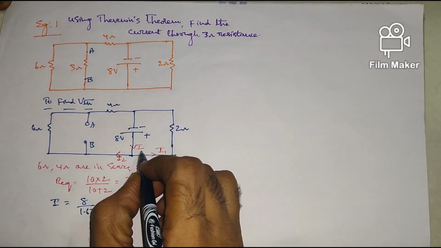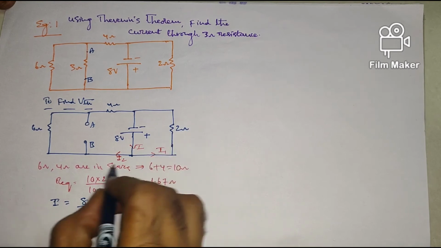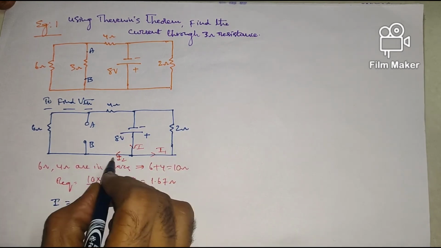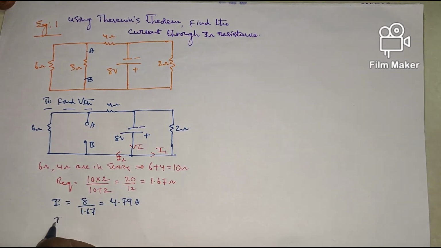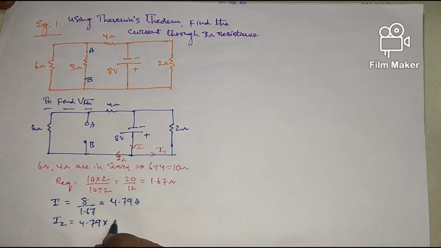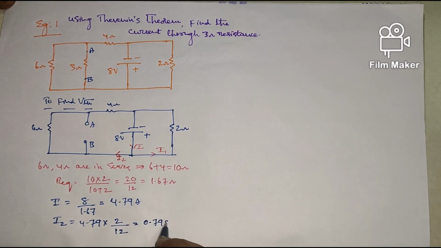So this current I, 4.79 amperes, divides between these two branches, and we need to find out the current passing through I2. So I2 is equal to the total current 4.79 into the opposite resistance, 2 ohms, divided by the total resistance, 2 plus 6 plus 4, that is 12, which is equal to 0.798 amperes. So approximately you can take this as 0.8 amperes.